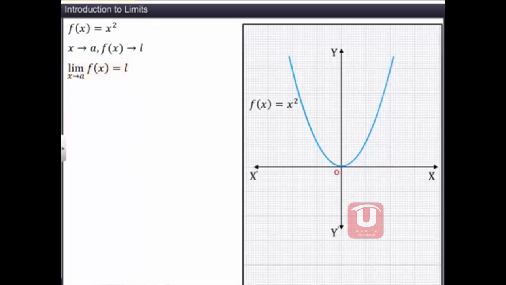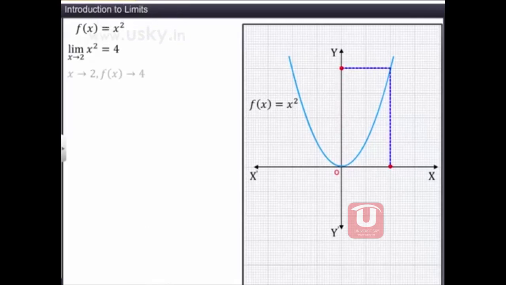Now, as an example, we wish to find what value of the function approaches as x approaches 2. We can observe that the value of the function approaches 4. Symbolically, we state this as shown. This means that as x approaches 2, the value of the function approaches 4.